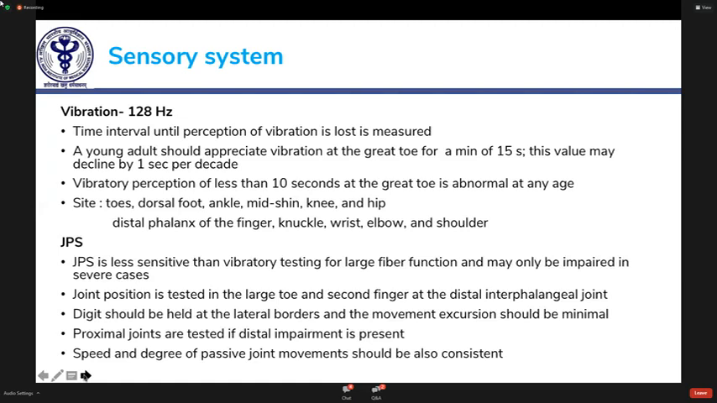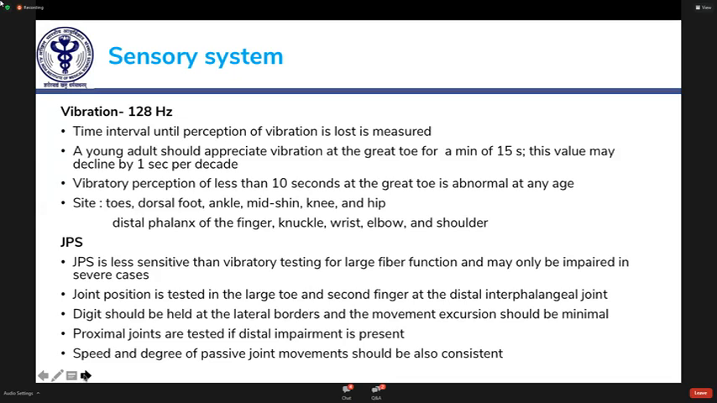Joint position sensation is less sensitive than vibration testing for large fiber loss, and may only be impaired in severe cases. Usually test the great toe and the second finger at the distal interphalangeal joint. Always hold at the lateral borders, and the movement excursion should be minimal. Don't hold it up and down, so you always hold at the lateral side. The proximal joints are tested if the distal impairment is present, and the speed and degree of passive joint movement should also be consistent.